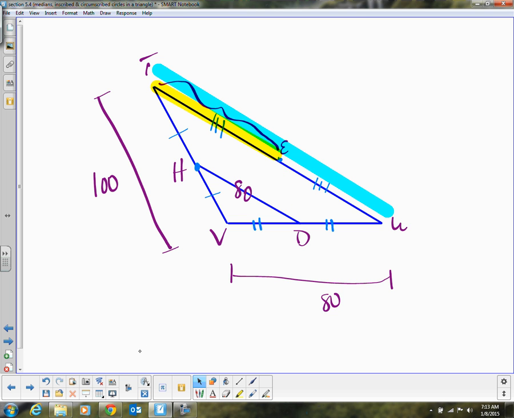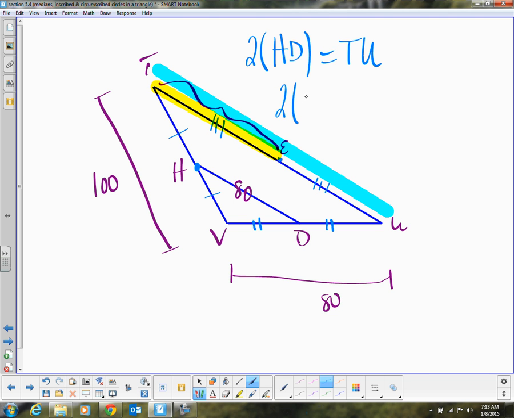And as soon as I remove those segments, do you know how to get TU? It's going to be your HD times 2. So HD is your mid-segment. We multiply it by 2, and we're going to get TU. So now what is HD? Well, that's going to be my final answer.